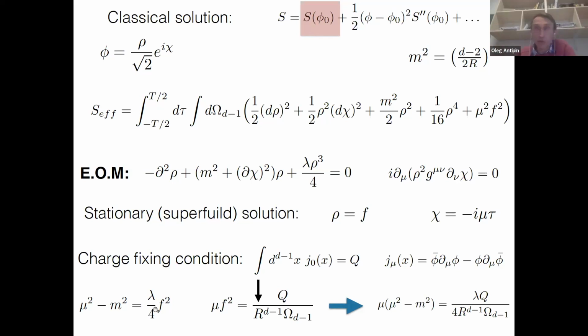They all condense to the Bose condensed state. Okay. So this is my equation of motion for the radial mode. You combine these two equations, the charge fixing condition and the equation for the rho, and you have this condition. You have a cubic equation to solve. You see, it's a cubic equation for the mu. You see, automatically lambda times q appeared on the right-hand side.